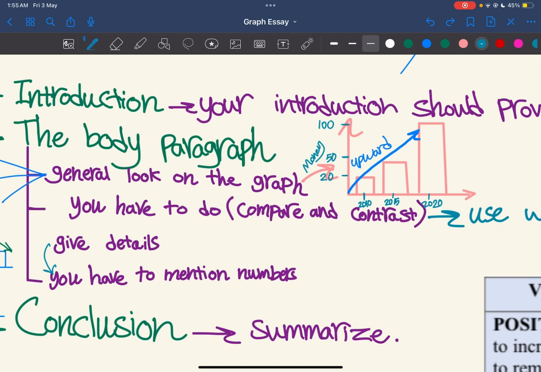To give details, you have to mention numbers. In this example, there is a number for the amount of money and a number for years. When you write, you have to talk about these numbers.